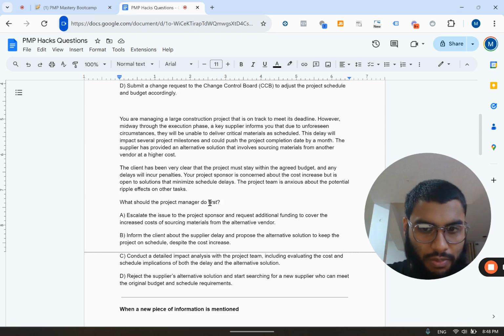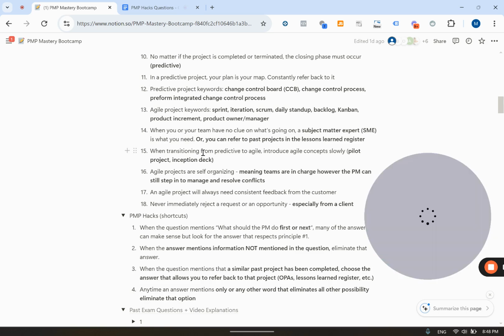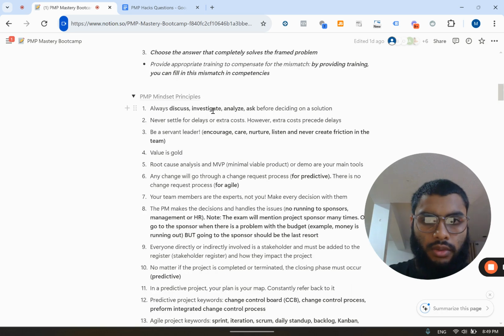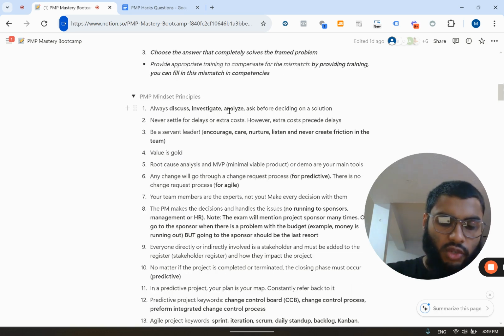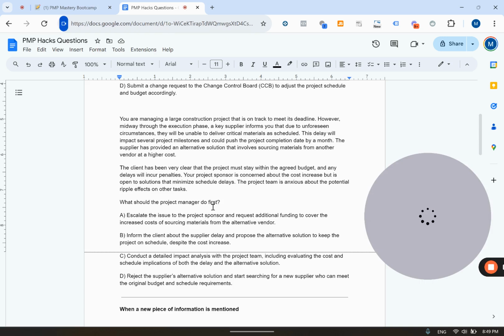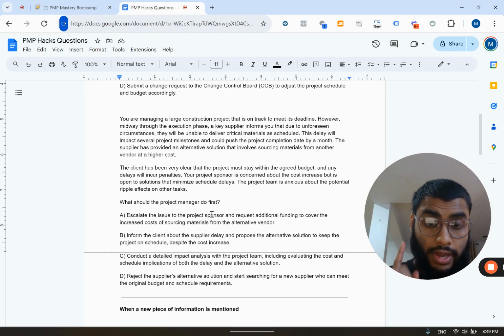So what should the project manager do first? Okay, keyword first. That's our hack. Anytime the question mentions first or next, we need to look for principle number 1. Before deciding on an action, we need to gather enough information. Okay, fine. Now we understand that. Escalate the issue to the project sponsor. No, we never escalate the issue to the project sponsor. This is principle number 8. It contradicts our principle number 8.